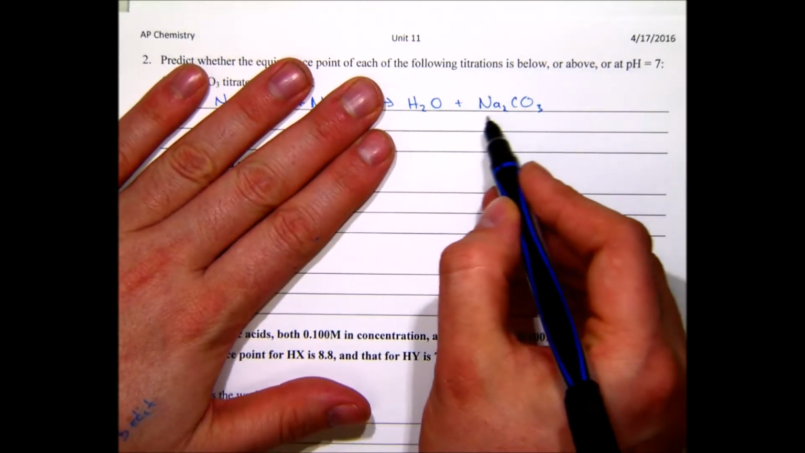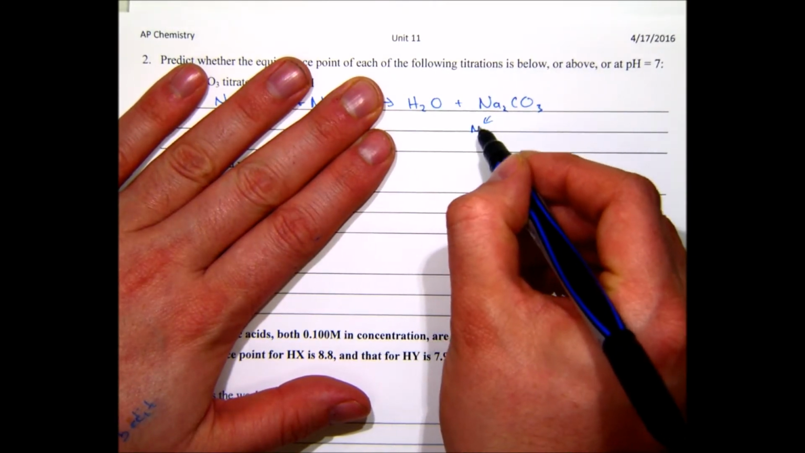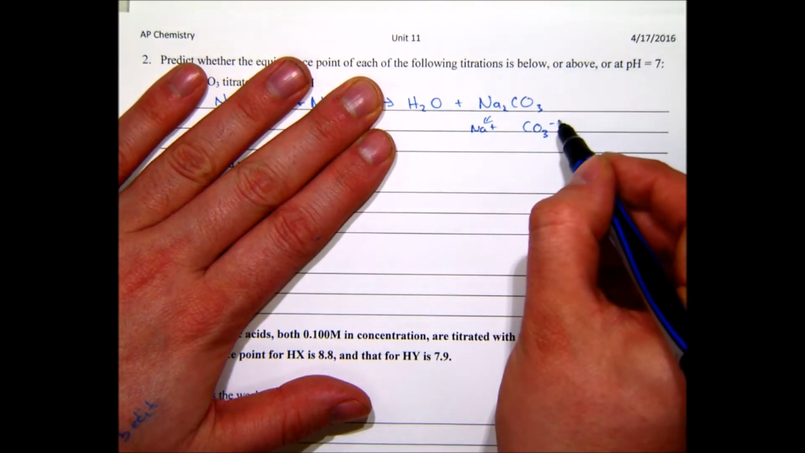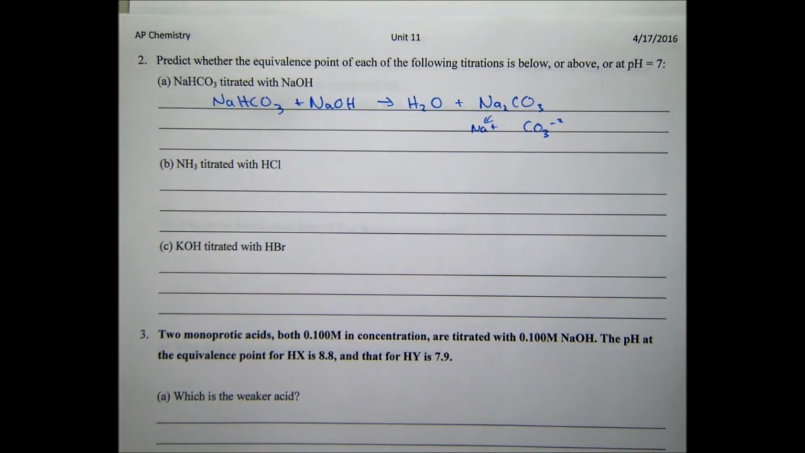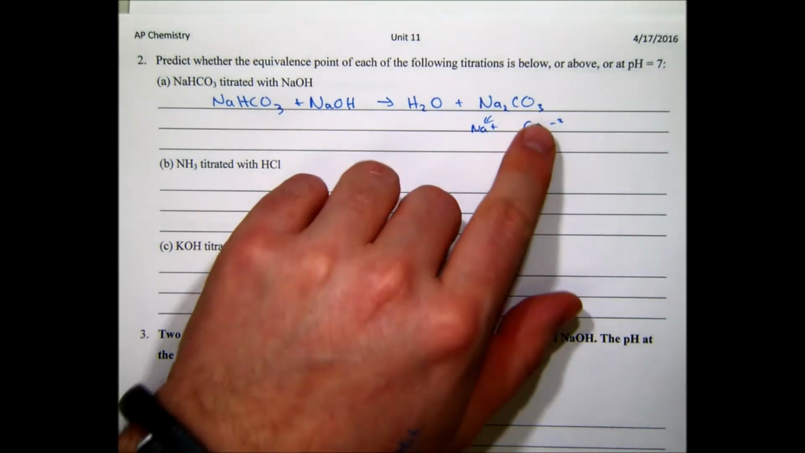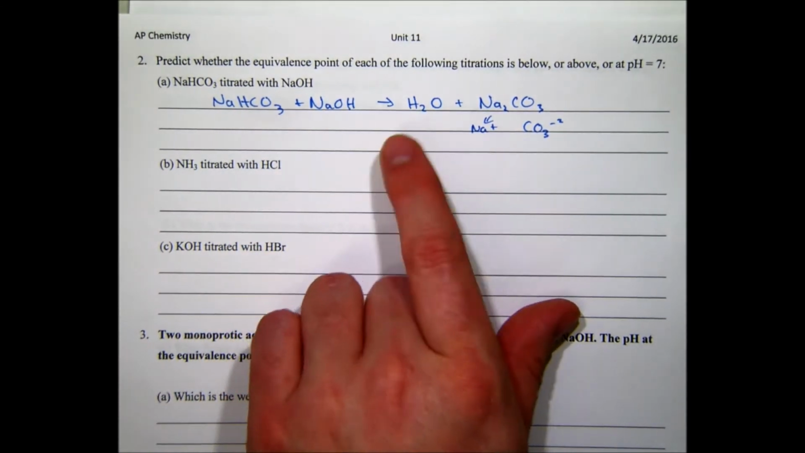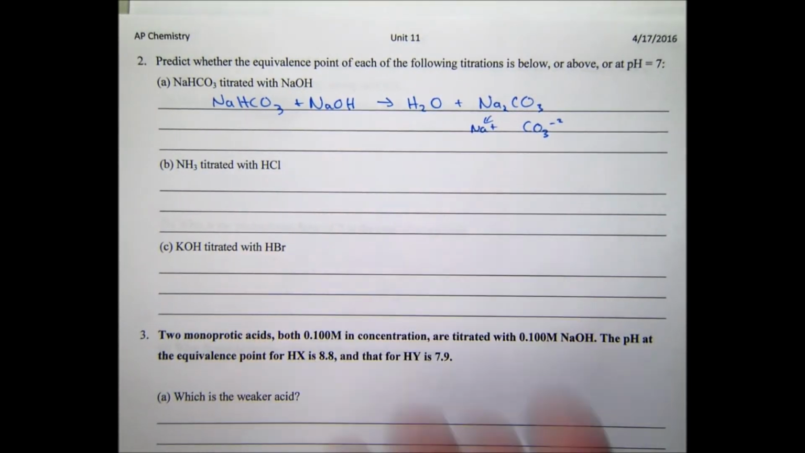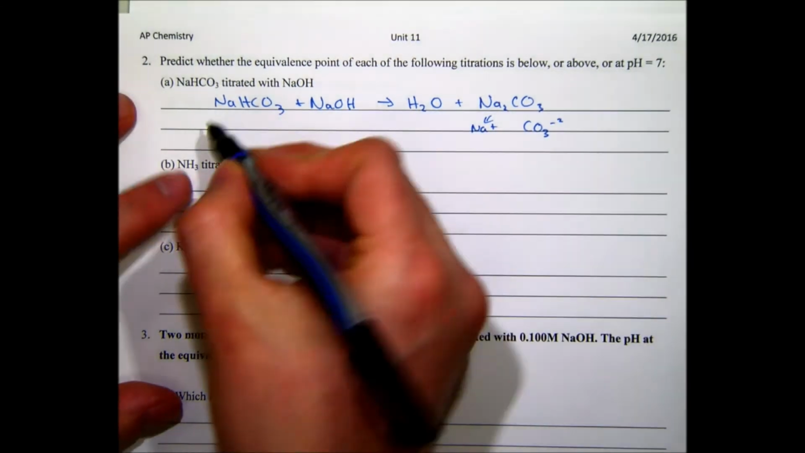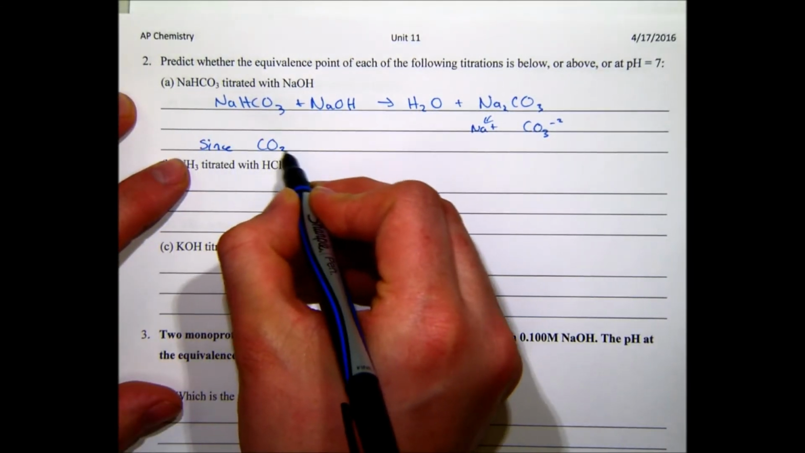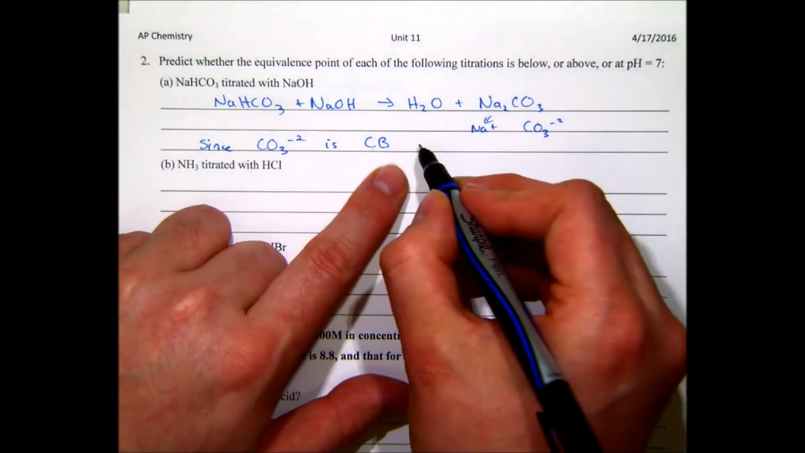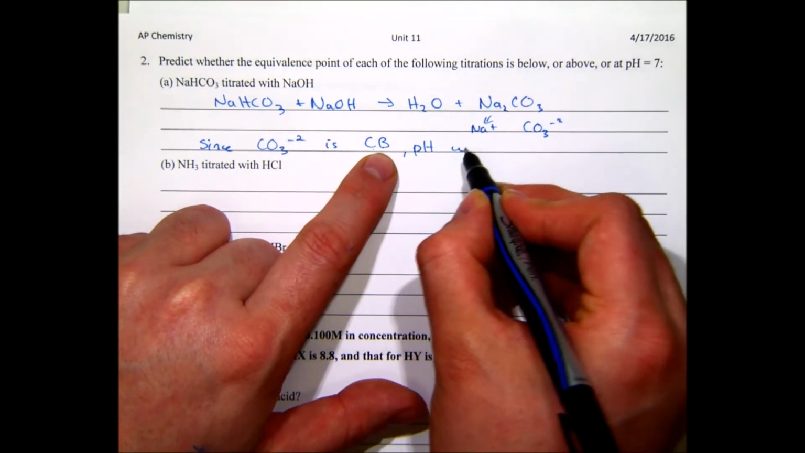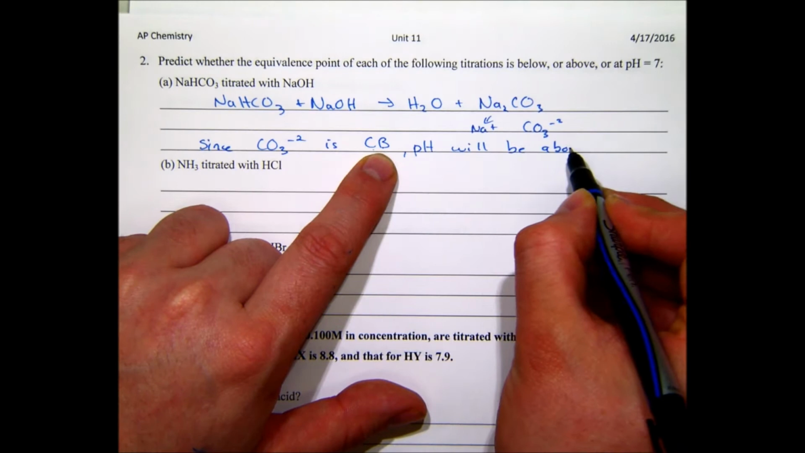At the equivalence point, I'm going to have two ions. I'm going to have sodium plus and carbonate. Sodium is a cation, so technically it could behave very, very weakly as a Lewis acid, but it's really not going to do anything at all. However, carbonate is the conjugate base in this reaction, so it will actually raise the pH slightly. So, since CO3 2- is the conjugate base, Cb, the pH will be above 7.